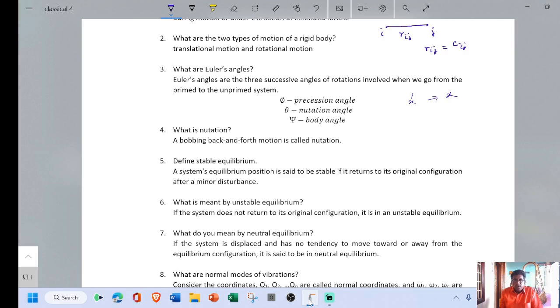You may coin another term, neutral equilibrium. If the system is displaced and has no tendency to move toward or away from the equilibrium configuration, it is said to be in neutral equilibrium.